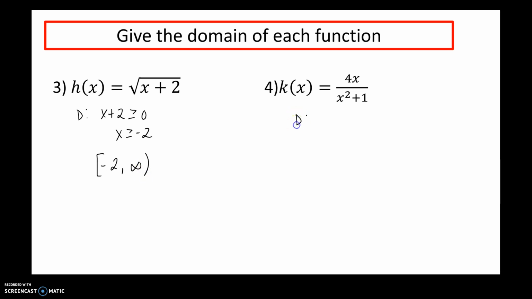Number 4, I have a rational expression. So my denominator can never equal 0. Attempting to solve this for x, I would have had to take the square root of a negative number. That's a non-real solution. So your domain for this is actually all real numbers.